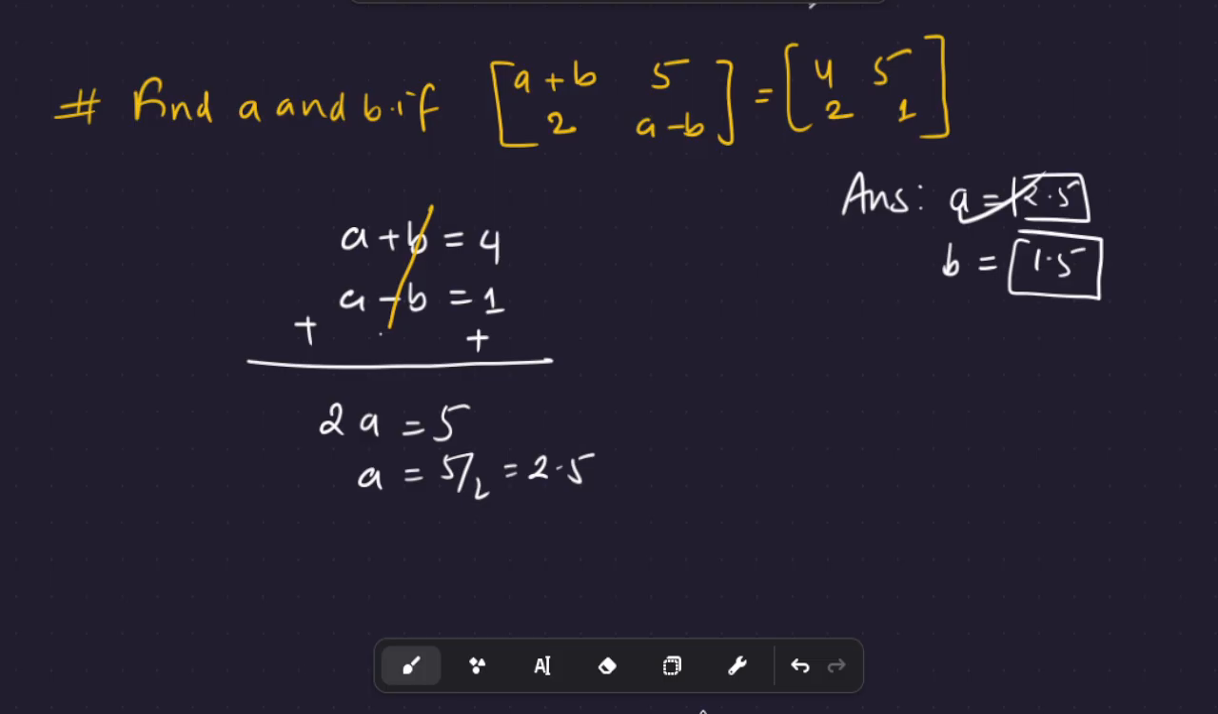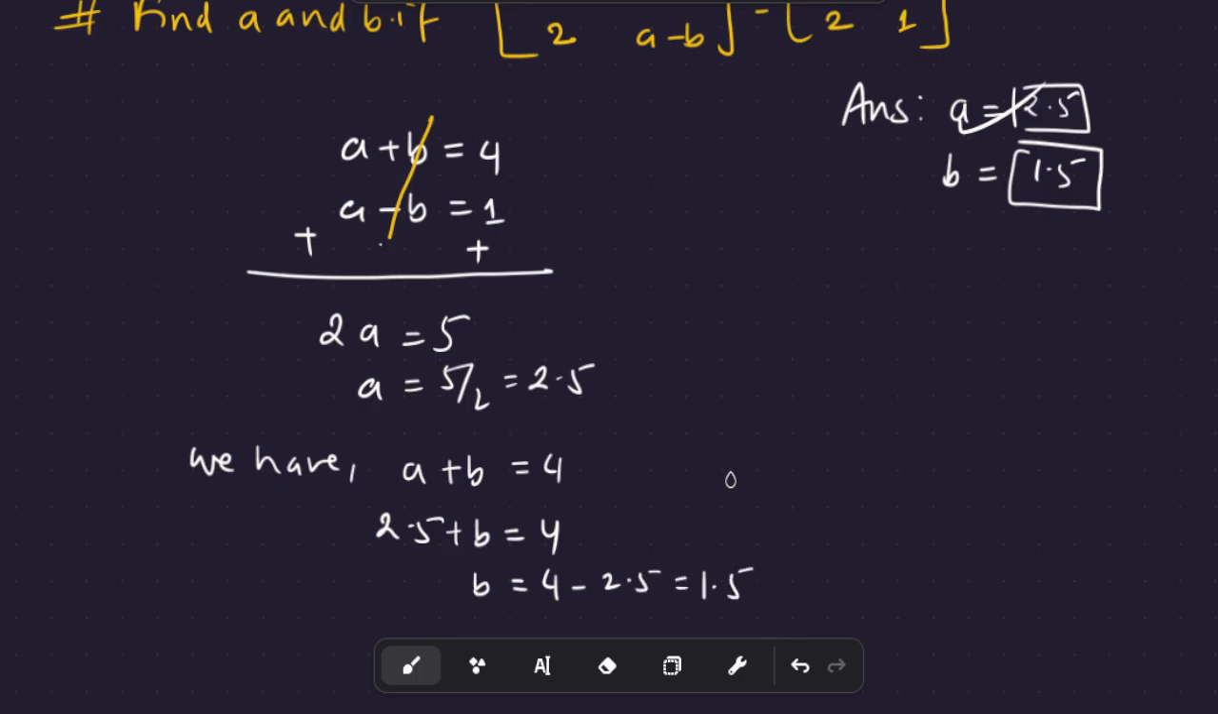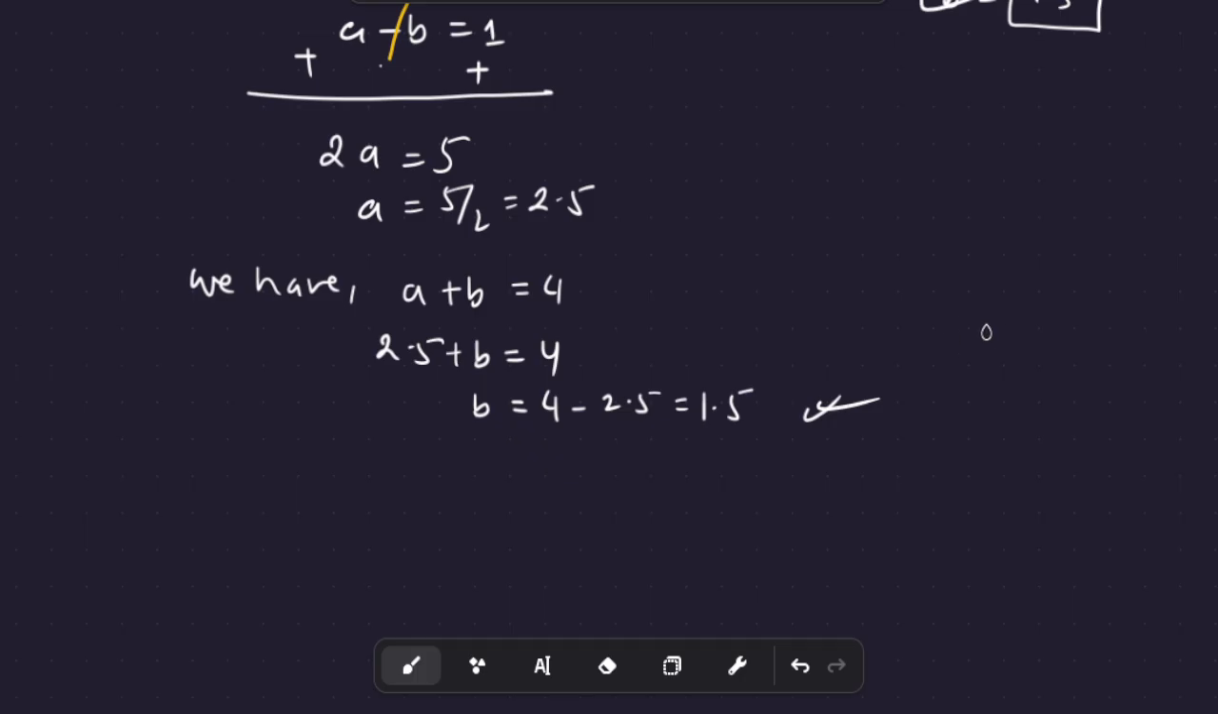Similarly, now we have to get the value of b also. For that, we can just substitute in the first equation. In this equation, we have a plus b equals 4. Now a is 2.5, so 2.5 plus b equals 4. B equals 4 minus 2.5, which is equal to 1.5. So the answers are 2.5 and 1.5. Okay, both the answers match. You just need to equate the corresponding elements and you can get the values. It's very simple. Okay, let's do another question.